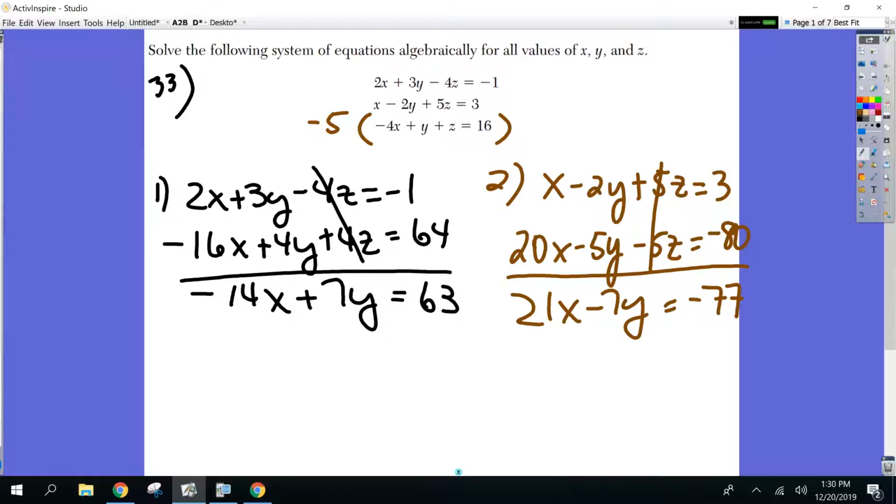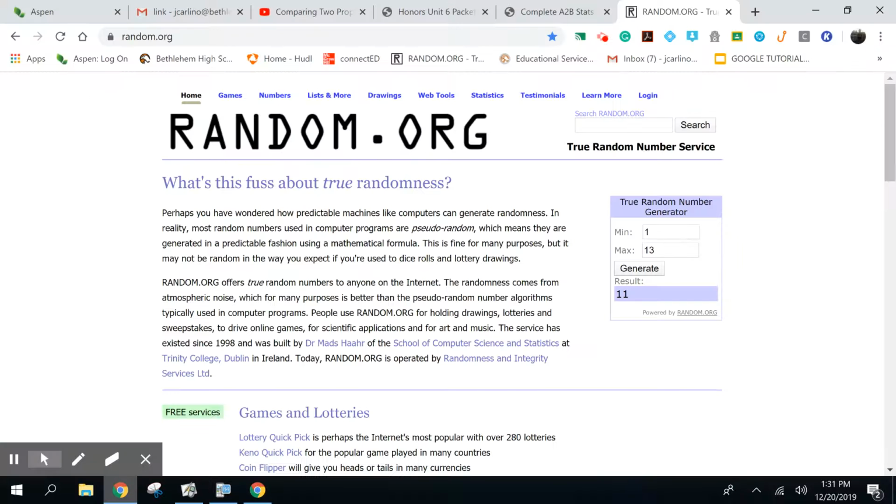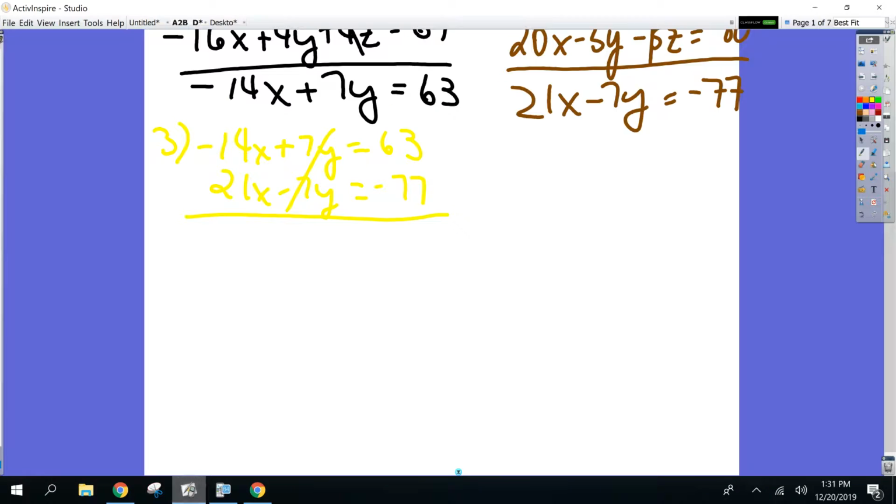Okay, so once you've eliminated, everyone see how I have two equations left now? Now you got to solve for another variable using those two only. And nice job, because what's going to happen? Y's are going to cancel out. All right, I'll still rewrite it though. Negative 14x plus 7y equals 63, and then I have 21x minus 7y equals negative 77. Nice job, everybody. The y's are going to cancel, and what's going to be left here?